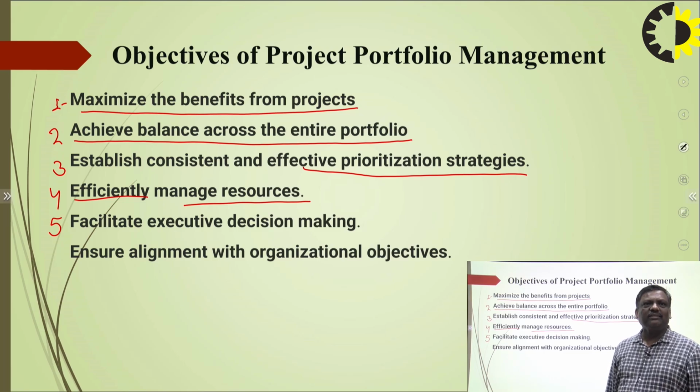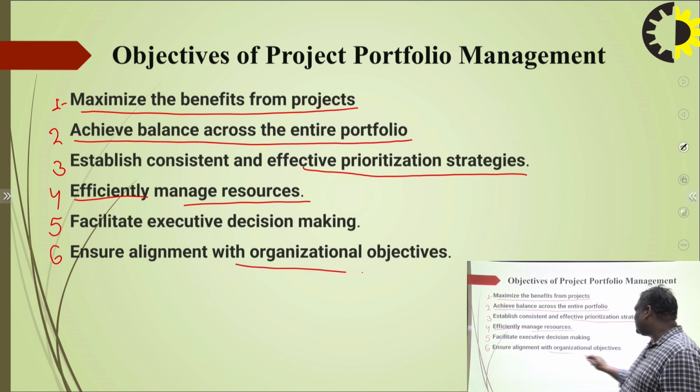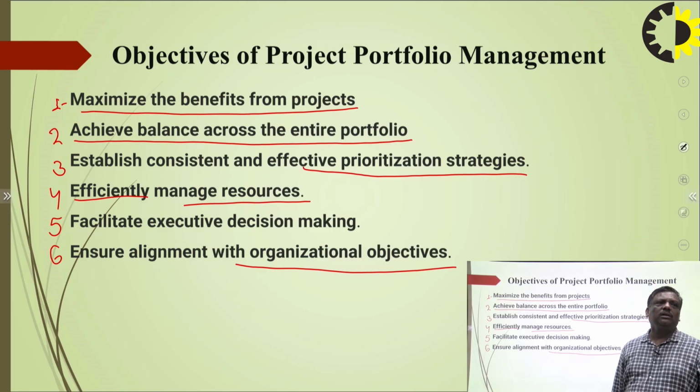As we know that executing decision making is a part of management, each and every resource we can utilize optimally, so we can take decisions accordingly. And the sixth one is to ensure alignment with organization objectives. Most important, organization objectives. That means we must meet the organization objectives with the help of portfolio management. So these are some objectives that are covered in project portfolio management.